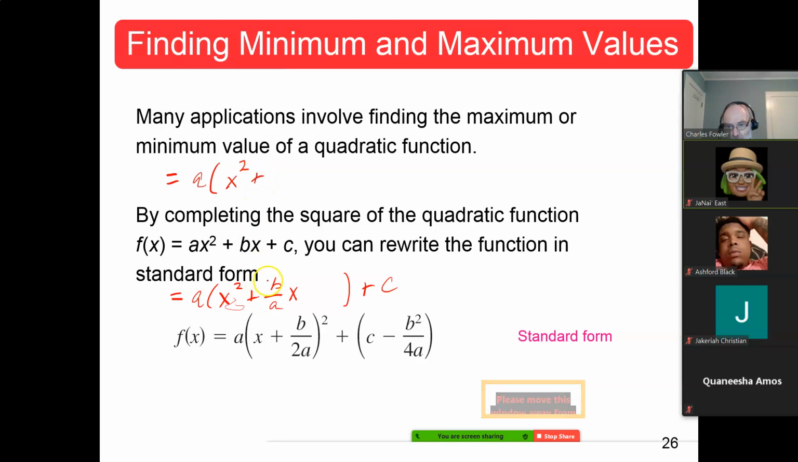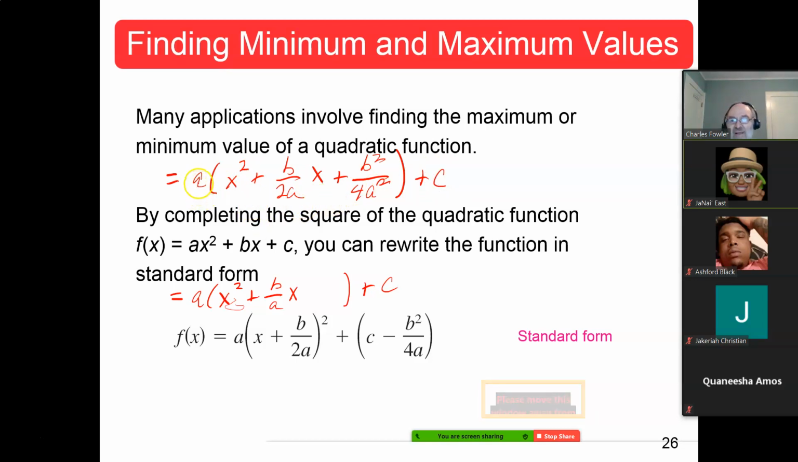plus b over 2a, because we've just taken half of it, x, and then we square this. You take half of this and then square it. So that would be plus b squared over 4a squared. Okay, close your parentheses. You already had your plus c here.